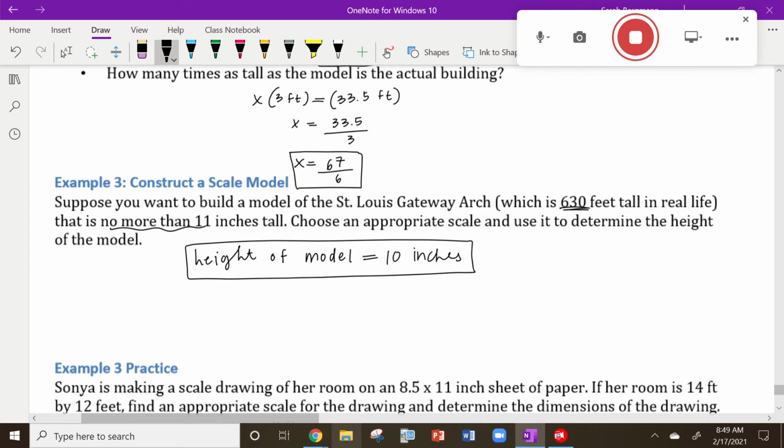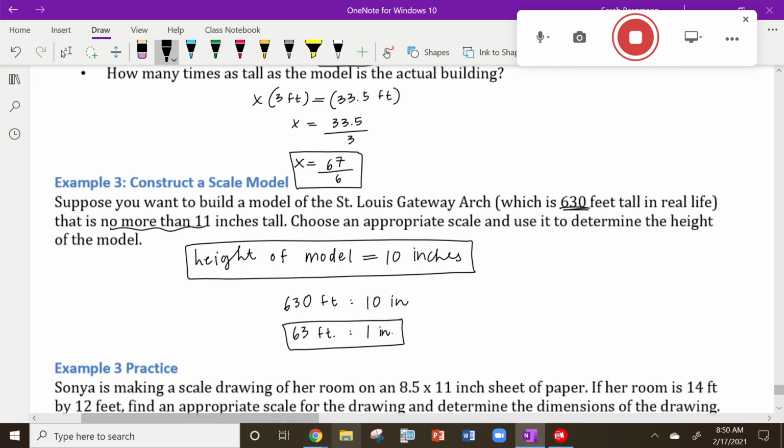Now, I also want to answer the scale. It asked me what's the scale. So I know 630 feet is going to correspond to 10 inches. Now, I know I could reduce this. I picked 10 purposefully because I knew that it would reduce really easily. I know that every 63 feet on the actual real life arch is going to correspond to 1 inch on my model. So that's my scale. Every 1 inch on the model represents 63 feet in real life.